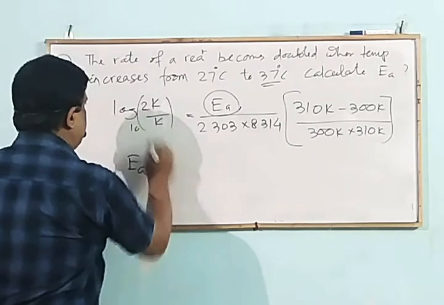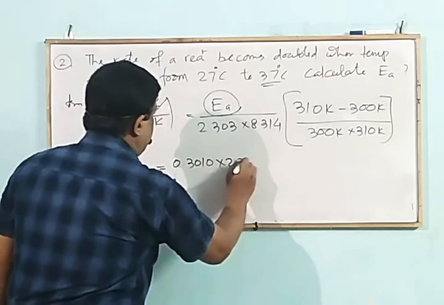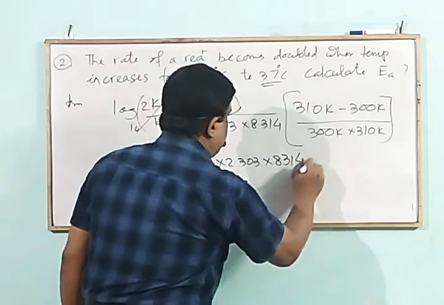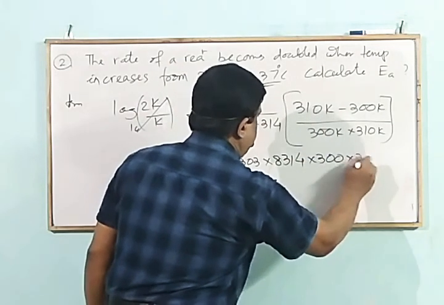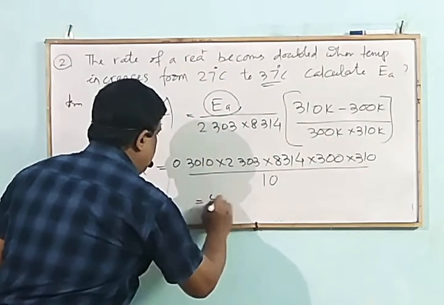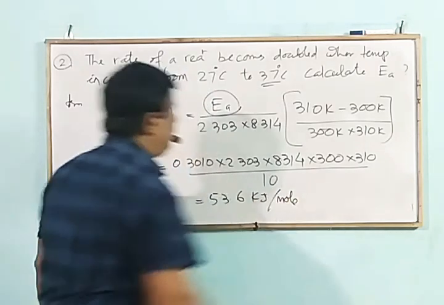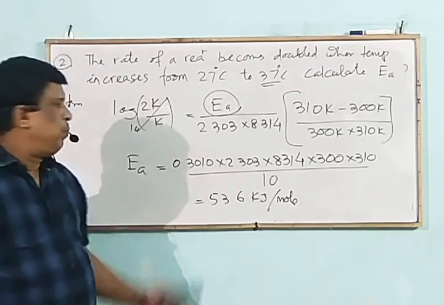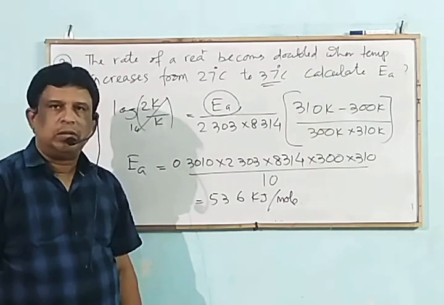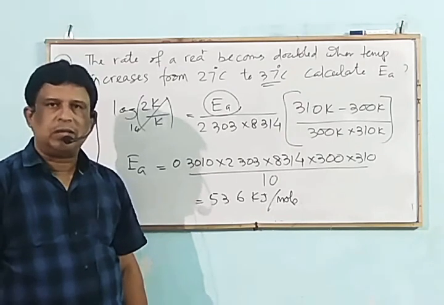So EA is equal to, with log 2, that is 0.3010, into 2.303 into 8.314 into 300 into 310 by 10. This value is also nearly equal to 53.6 kilojoule per mole. These are some numericals relating to the Arrhenius equation. Lastly, there is another problem. Let us discuss that one.